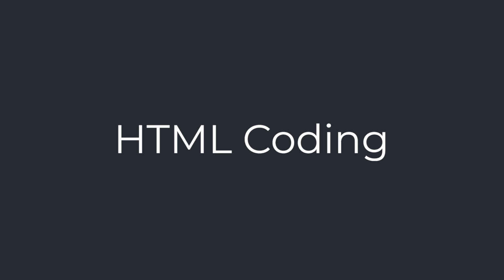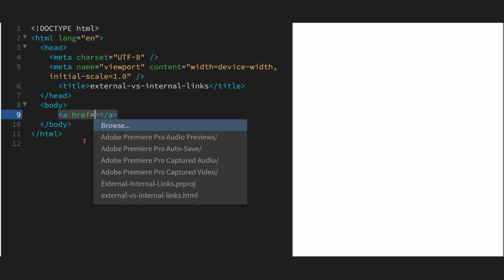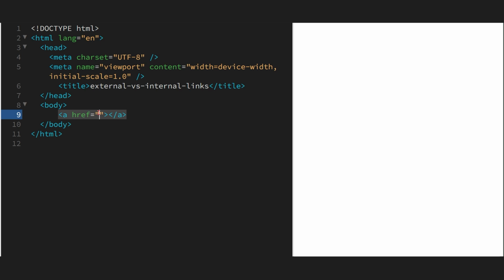Coding an external link in HTML. So we have a simple web page and we're going to use the anchor tag to do our link. We have an opening anchor tag and we close it. We have href equals opening speech marks and closing. And inside those speech marks, we have the source of the location of the URL. And then we have some text which we can click to go to that source.